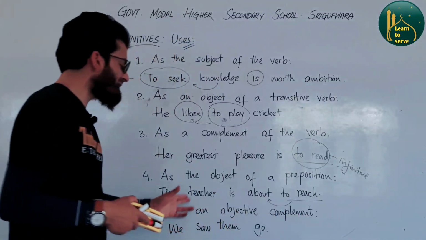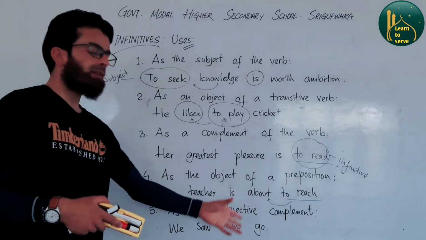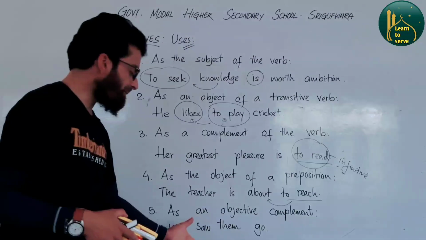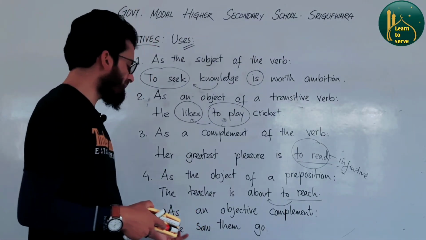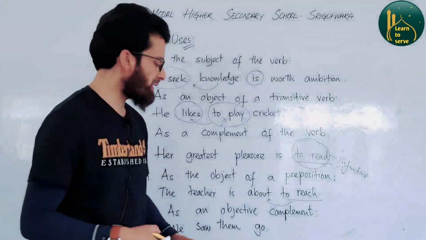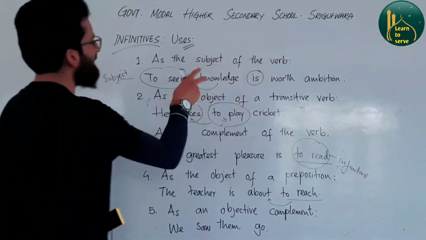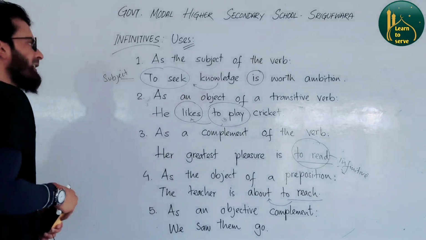So here as an objective complement, we saw them go. So in we saw them go, we is the subject, saw is a verb, them is an object, and go is an object complement. So these are some simple uses of infinitives.